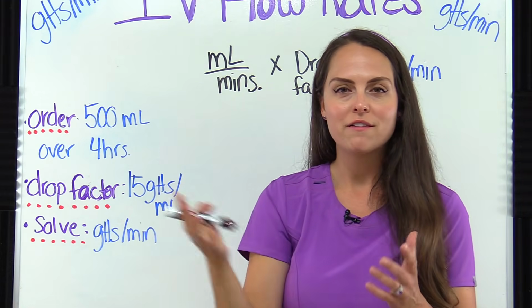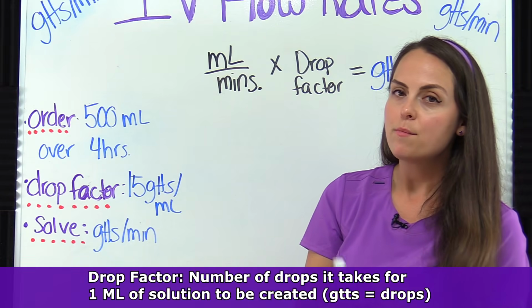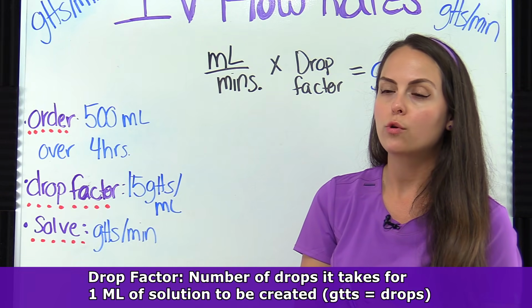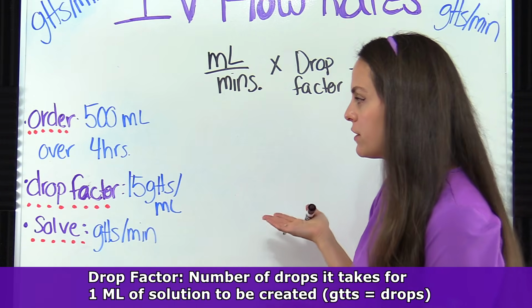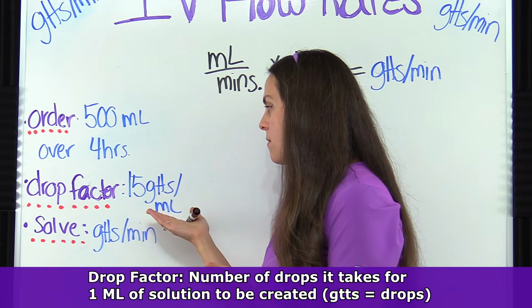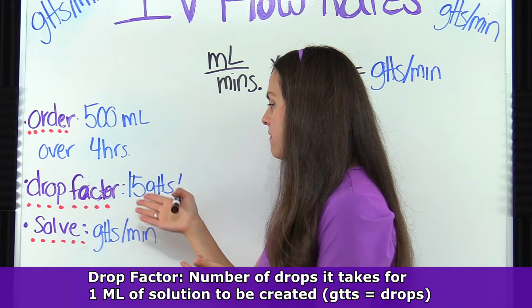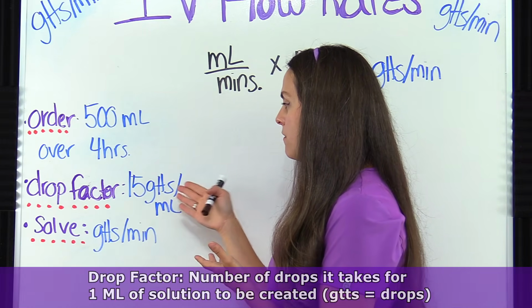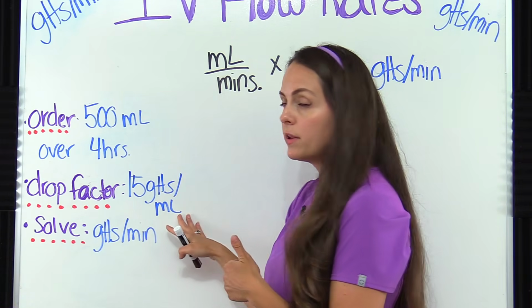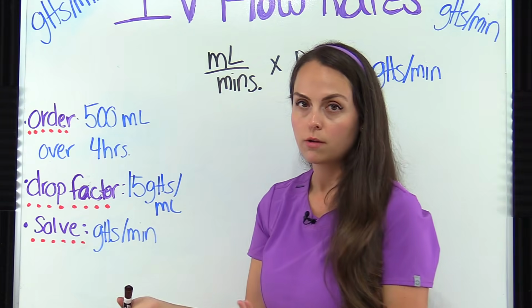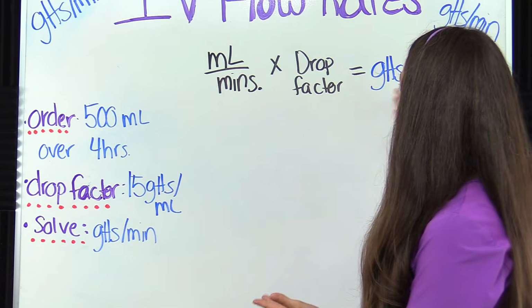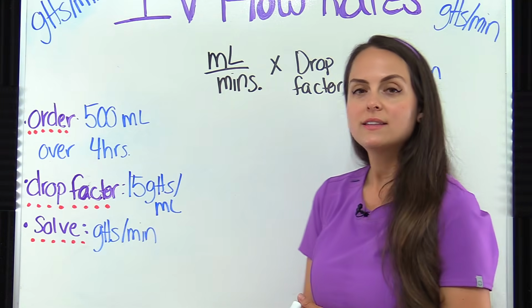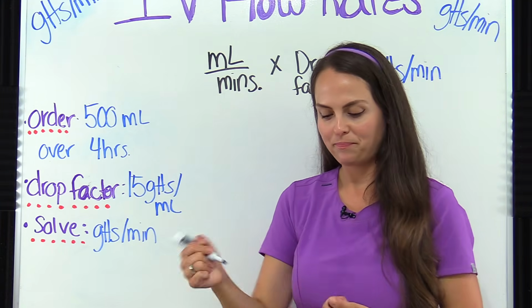And what in the world is a drop factor? Well, it's the number of drops it takes in order for 1 milliliter of solution to be created. So for instance, in this problem, that IV tubing's drop factor says that in order to create 1 milliliter, it takes 15 drops. So we would take that information, solve it, and then we get our drops per minute. So let's figure out how to solve this and plug in.